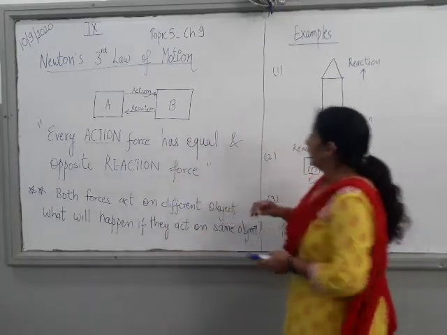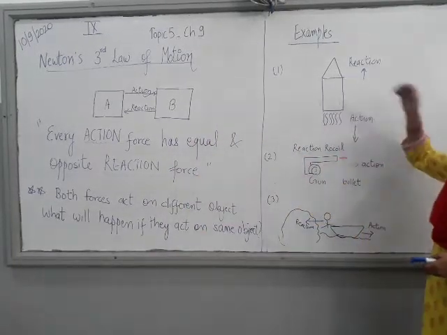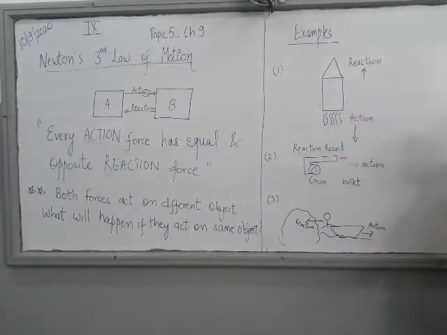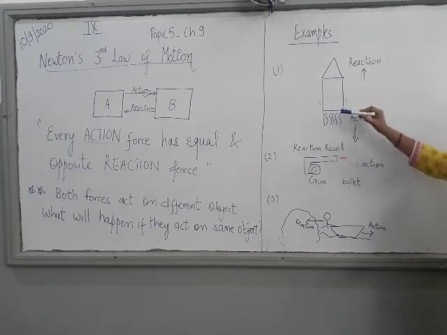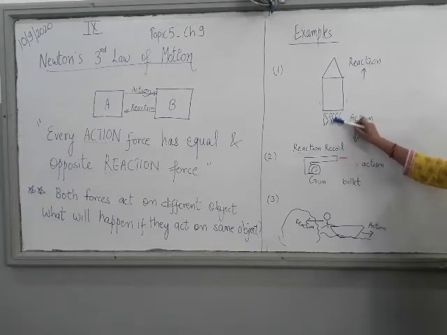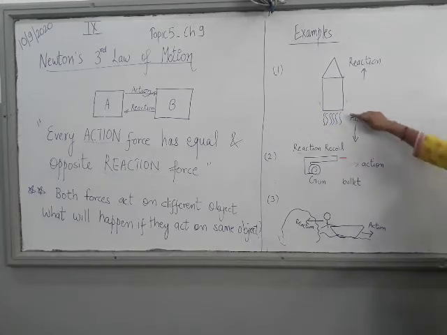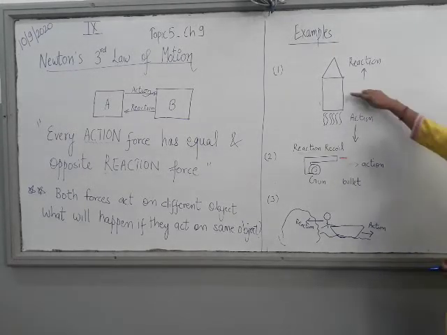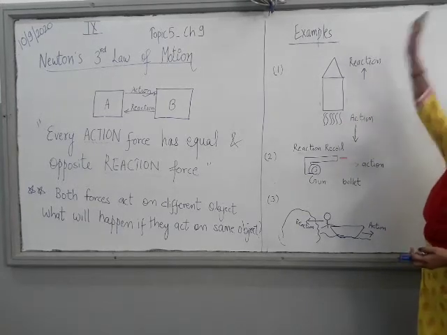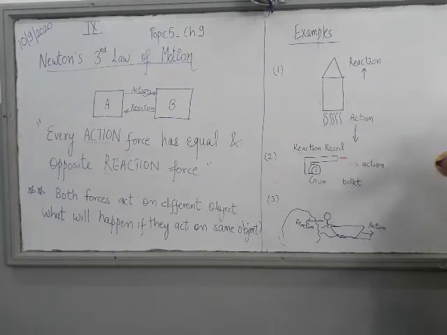Okay. Now, a few very common examples that you can see in your daily life. One is the example of a jet engine, or you can say a rocket also. This is the exit point, where the exhaust gases come out. This is the action force. The reaction will act in the opposite direction. So, as a result of this reaction force, this engine or this rocket will go in the upward direction.